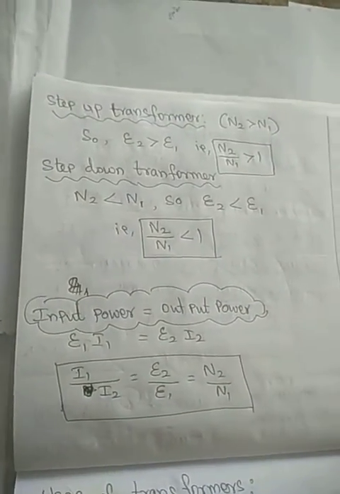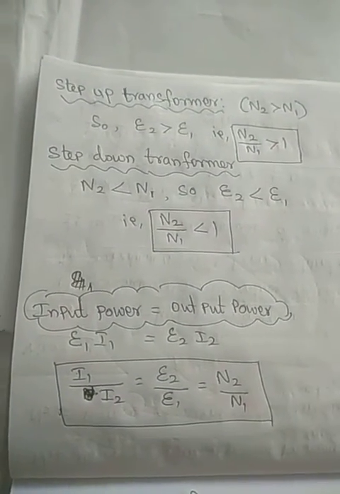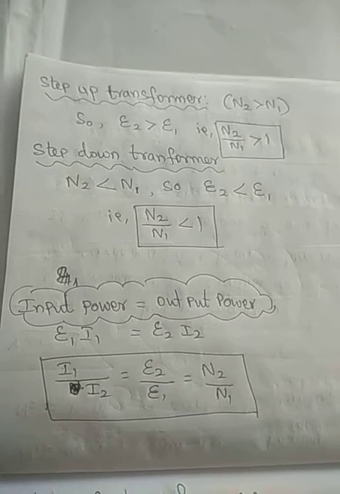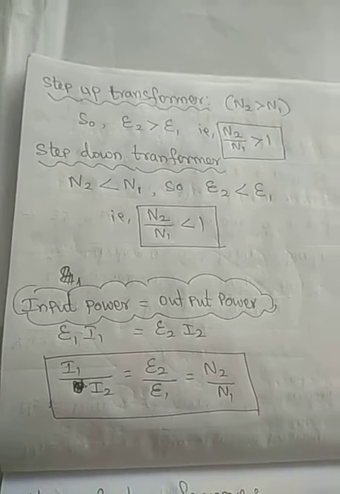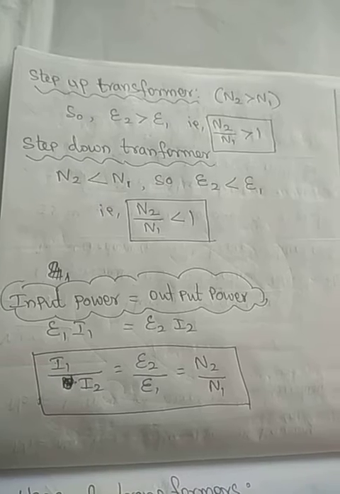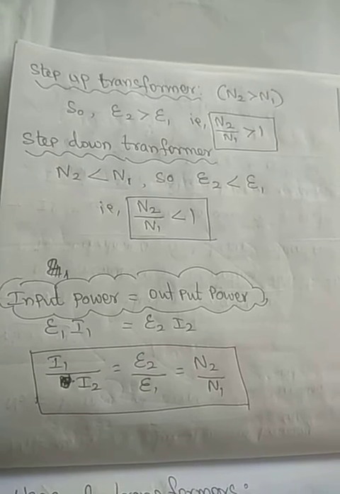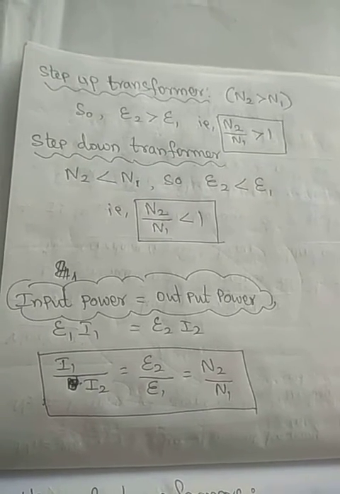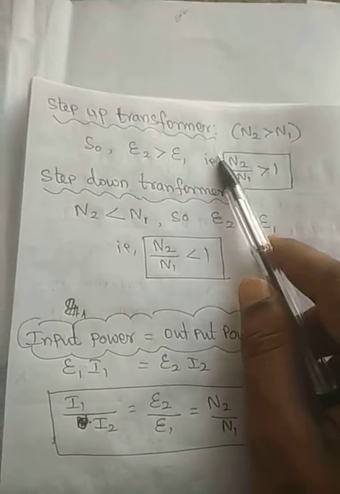The next one is, there will be two types of transformers: step up transformer and step down transformer. Step up transformer means one which can convert low voltage into high voltage. Step down transformer means one which converts high voltage into low voltage. So for that, what do we have to do?